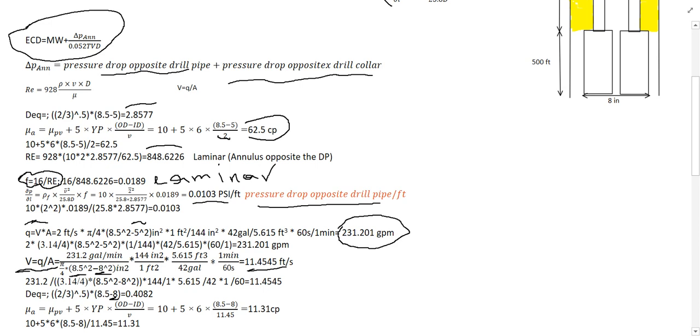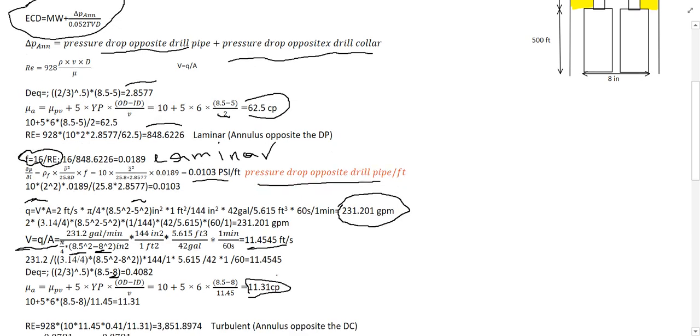And then the apparent viscosity for the drill collar. The plastic viscosity is 10 plus 5 multiplied by the yield point, which is 6, multiplied by the OD of the drill collar section, which is 8.5, the wellbore diameter, minus the ID, which is the outer diameter of the drill collar, 8, divided by the velocity that we found, 11.45. If we do the calculation, the apparent viscosity is 11.31.